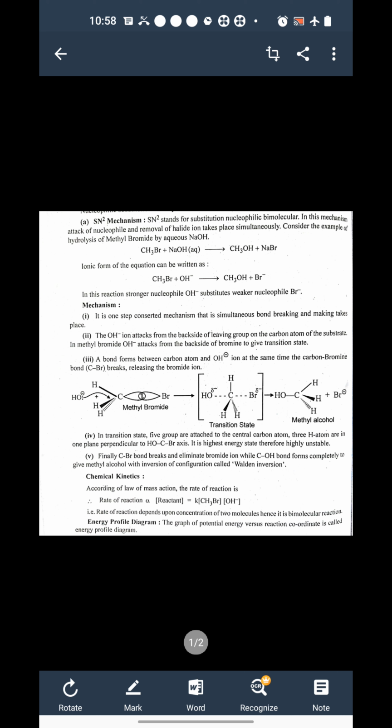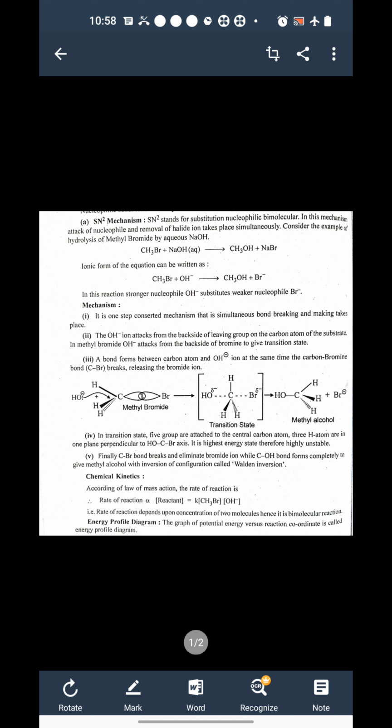So we have one example, one reaction, that is methyl bromide when it reacts with NaOH, that is aqueous NaOH. Then substitution takes place. Br gets substituted by OH and we get CH3OH, that is methyl alcohol. NaBr gets removed there.